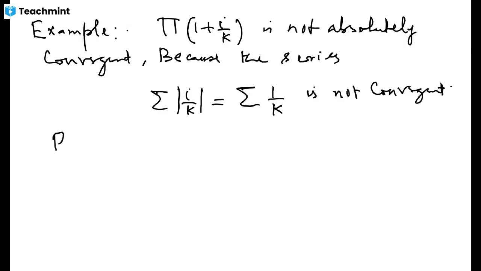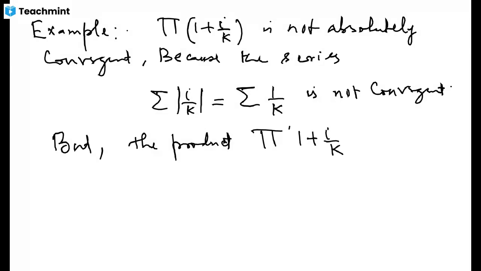But the product formed by taking the mod of the factors of this product, and this is the product of (1 + i/k), इसकी value उसका mod ले लीजिएगा, is convergent. And why it is convergent, let's see. Now look at this thing.